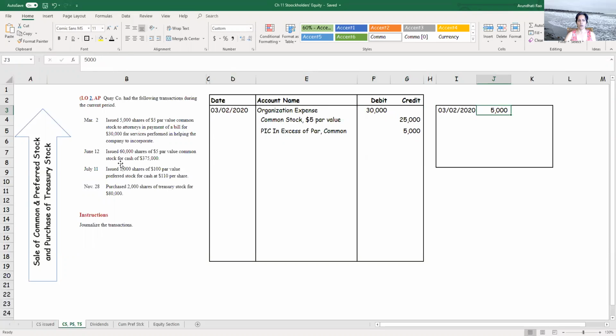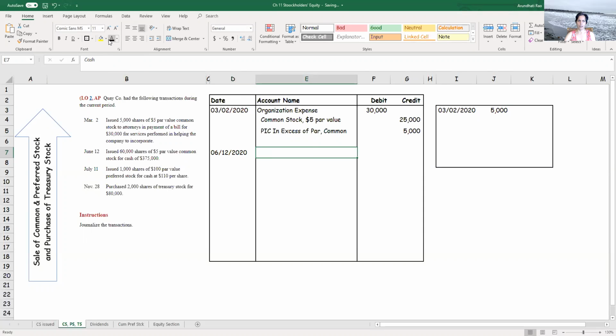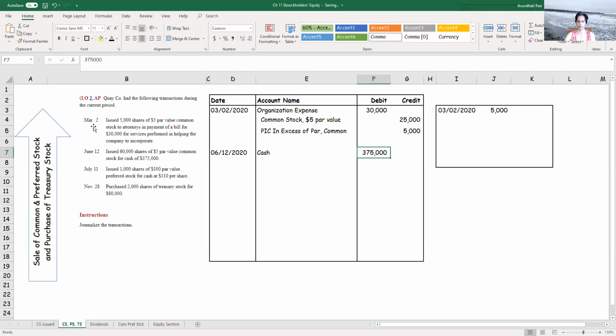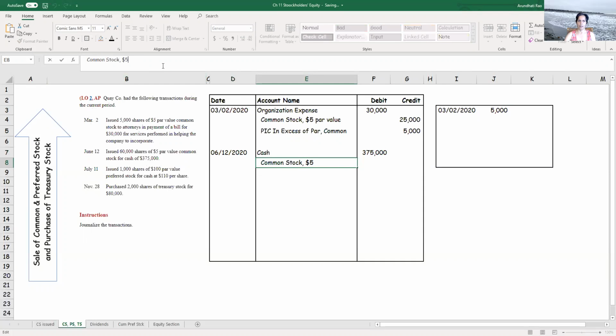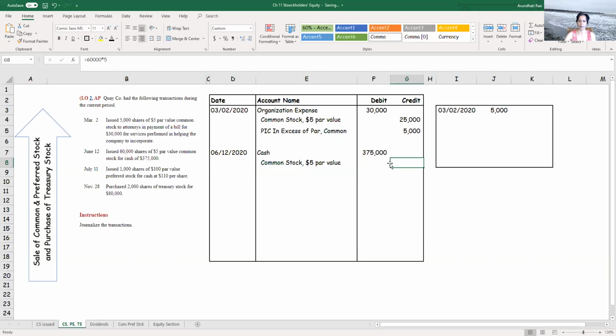On June 12th, we issued 60,000 shares. Par value is again $5. And we received cash, $375,000. So let's see how we're going to do this. First, we write the date. Now, in this case, we received cash. So cash is debit. We know the amount of cash we received. It's $375,000. Common stock, how much can be credited? Only at par value. Again, the par value is $5 that was given to us, and that's what we're going to go with. 60,000 times 5 is $300,000, the par value.